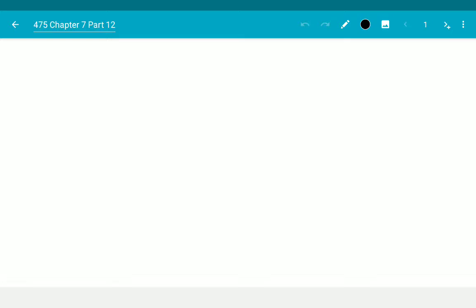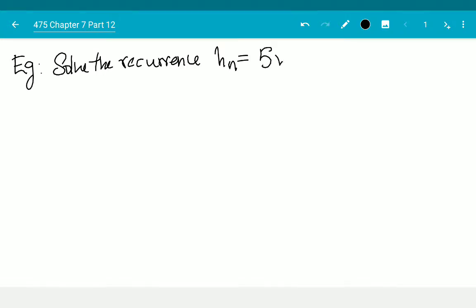Last time we saw what to do if my c was either a constant or a polynomial, right? Let us look at what to do if my c is now exponential. So, for example, solve the recurrence h of n is equal to 2h of n minus 1 plus 5 to the n, and with h of 0 is equal to, let's say, 3.